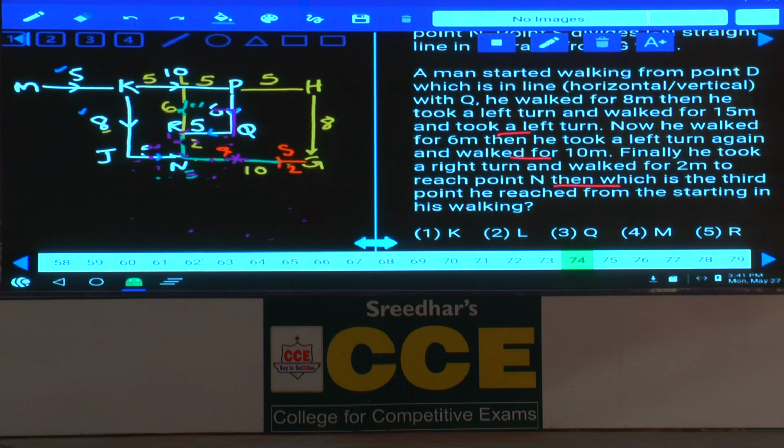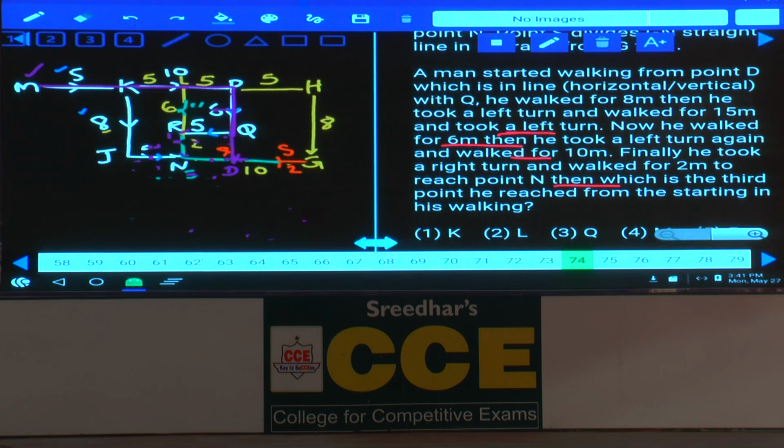8 meters. 8 meters means, tell me, first he reaches Q, next P, next L, isn't it? First he reaches 8 meters to P, because the distance between K and J is 8 and the distance between D and P is also 8. Then he walked for 8 meters, then he turned left and walked for 15 meters. From here 15, this is 5 plus 5, 10, 10 plus 5, 15, that means finally this person has come to this place, 15. Then left turn.